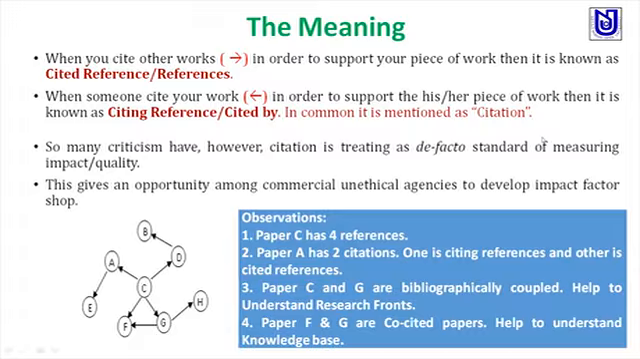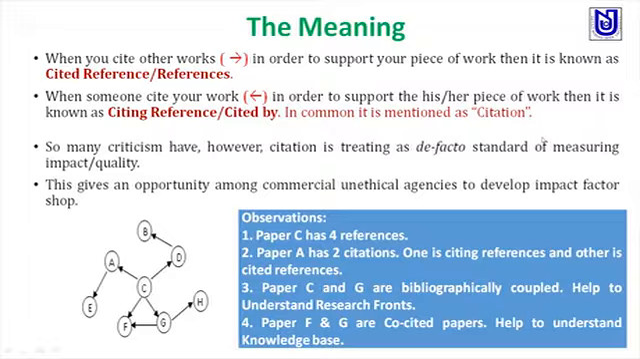Here, I am just trying to show you A, B, C, D, E, F, G, H, these all are papers. And if you look clearly at paper C, there are 4 arrows moving outside of the paper. That means they have 4 references. You can say they are cited references.